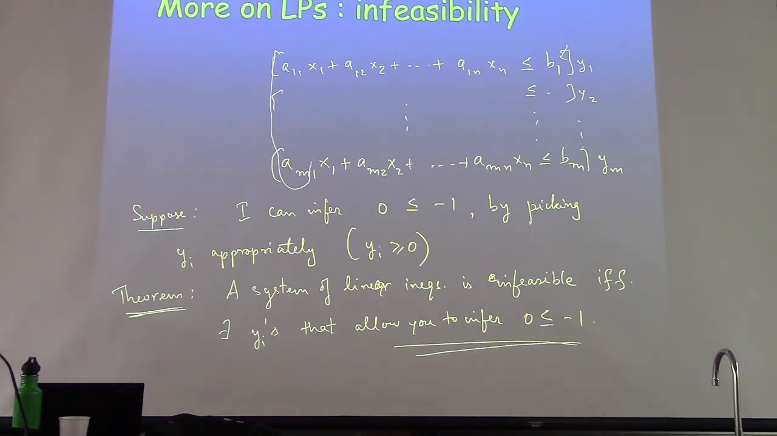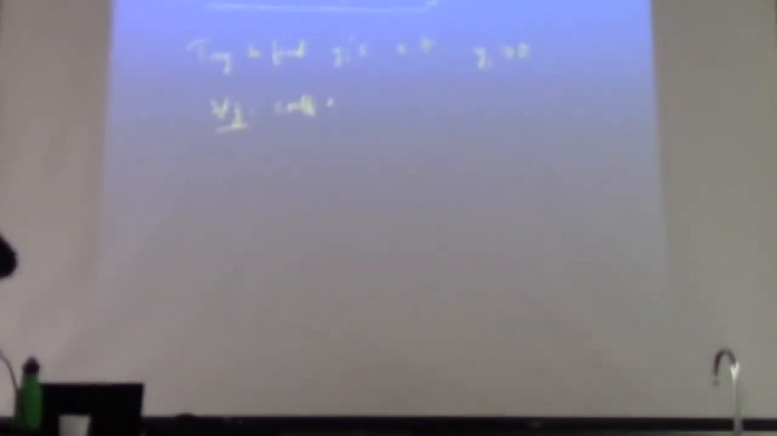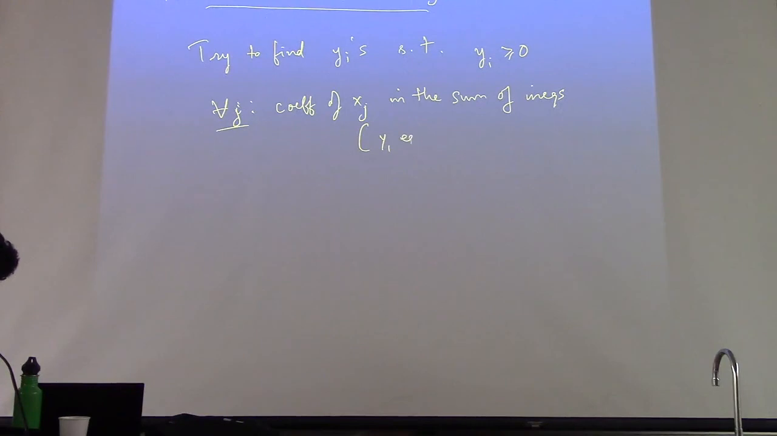It's very similar. What you've got to have is the coefficient of all the xj's has to be equal to zero. Otherwise you cannot conclude that zero is less than or equal to minus one, because you have some coefficient for the x's. So for all j, the coefficient of xj in the sum of the inequalities, y1 times equation 1 plus so on, is 0.